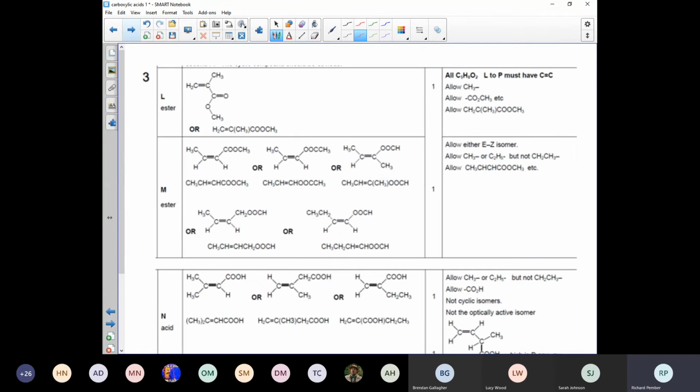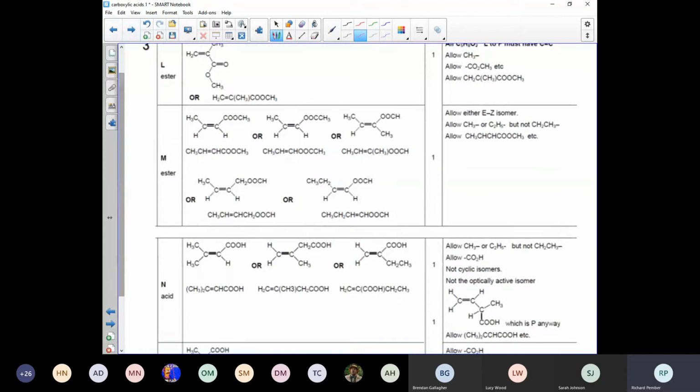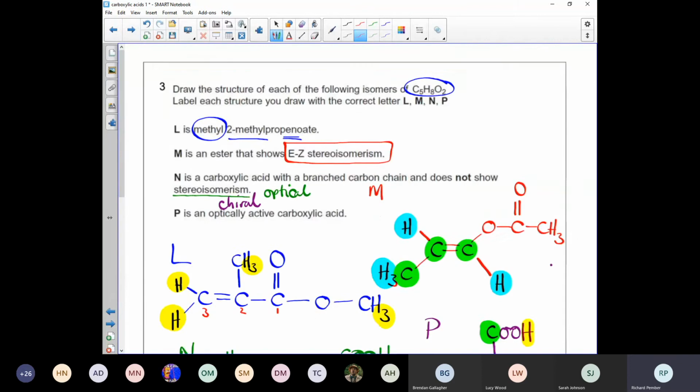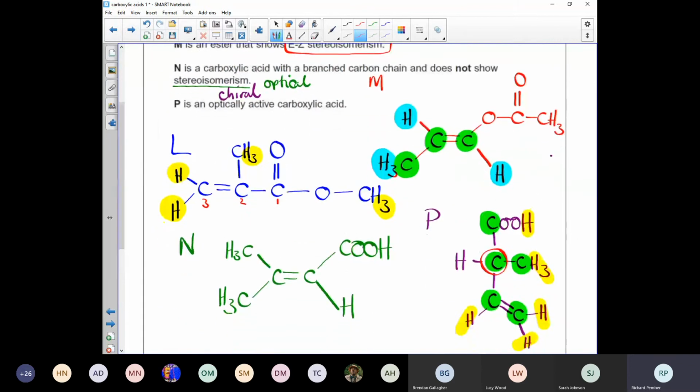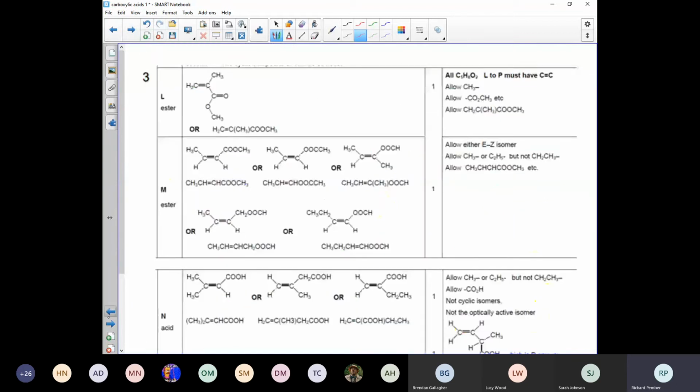So L, we said that there's pretty much only one thing we'll be able to draw there. You can see in the mark scheme they've drawn it out as a structure, or they've put the structural formula, and they've allowed different ways of illustrating that. Lots of different right answers for M. So we just went for that E isomer, and we showed that we could rotate that ester link.